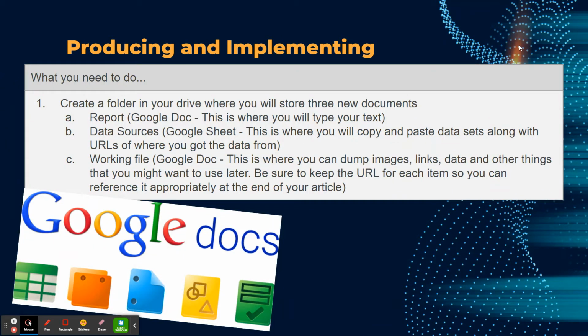When we get to the producing and implementing stage, you have been provided already with a template to create your report in, a spreadsheet to gather your data in with some sample data in there to work with, and also a working file. And I'm suggesting to you that the working file is the place where you can, when you're doing research, just copy and paste things that are useful. So as you're doing a bit of a broad search around, rather than trying to remember all the URLs you went to, you just simply copy and paste them and dump them in that working file so that you can come back to them later on.